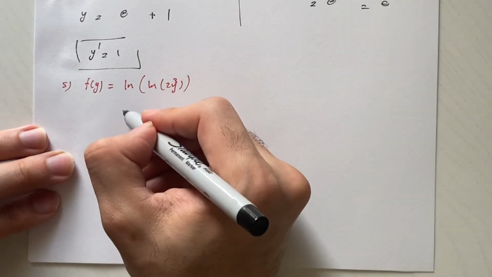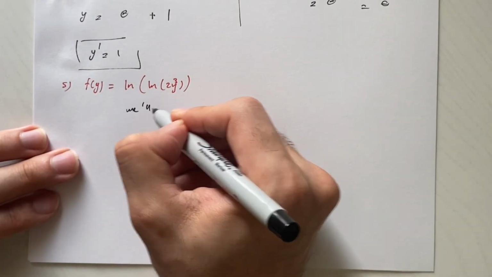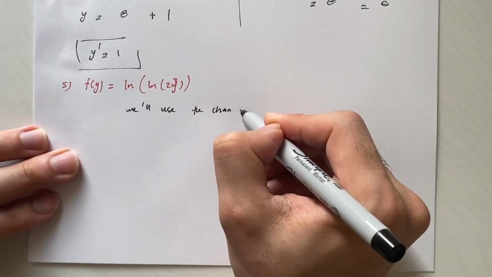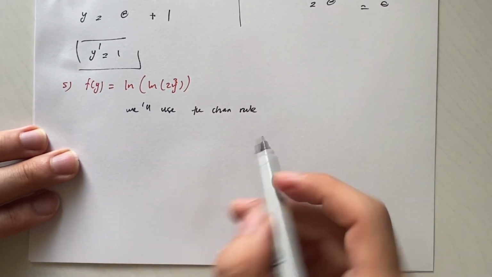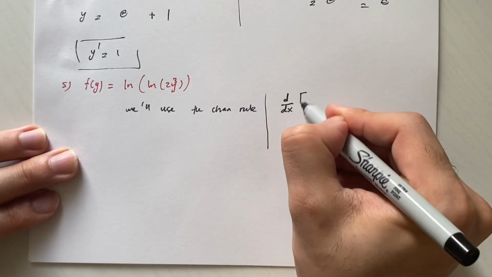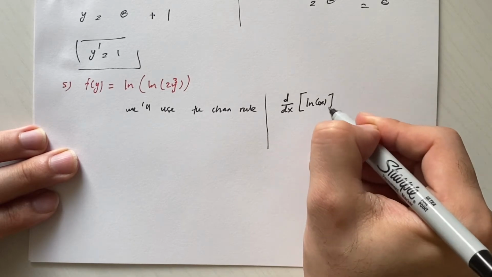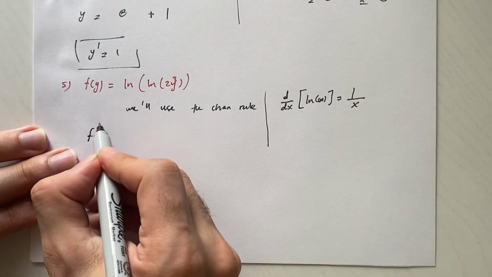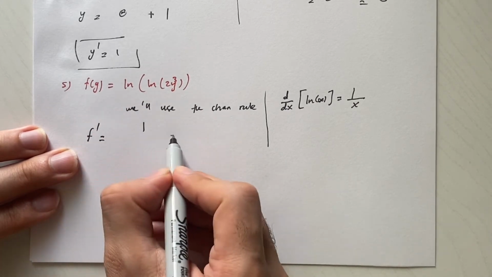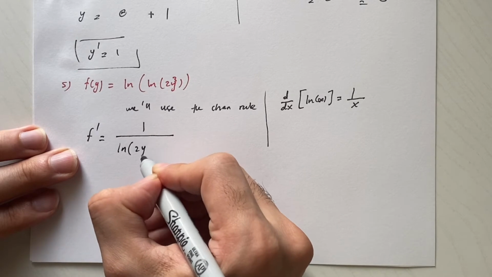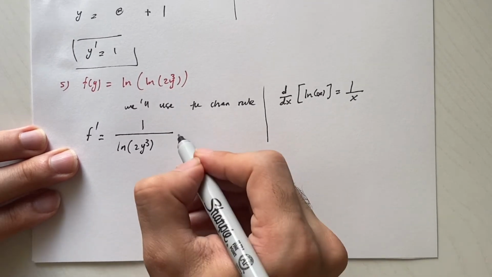Now we have this function f of y, and then we have natural log of 2y cubed. Here what we're gonna use is the chain rule. So remember that the derivative of natural log is just 1 over x. So first will be the outside function, so it's gonna be natural log over what's inside in front.